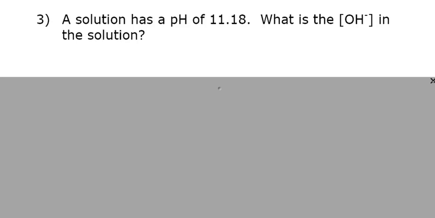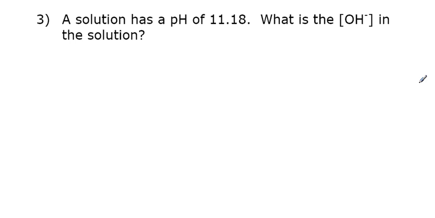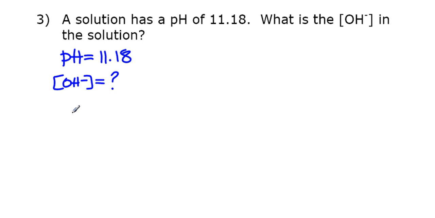So let's look at question 3. A solution has a pH of 11.18. What is the hydroxide ion concentration? So let's write down what we have because this is always helpful. Now, when you look at the 2 pieces of information that are given in this question, you have 1, pH. This is dealing with hydrogen ions. And 2, we have to find out something with hydroxide ions. Here we've got 2 different ions.